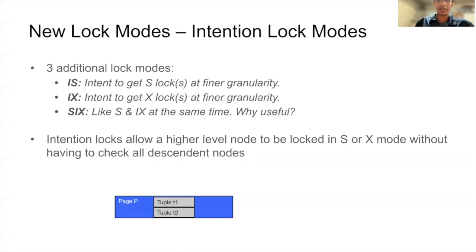So I would need to place an X lock on certain records and certain tuples. But I would need an S lock on the entire table because I need to search through the entire table. So I have an S and then need to put an IX lock on the table, signifying that I'm going to write to some small components of this table. Intent locks allow a higher level node to basically be locked in S or in X mode without having to check all of its descendants.